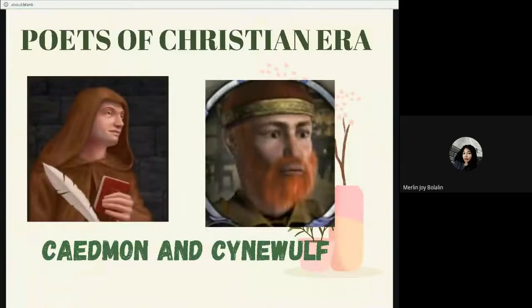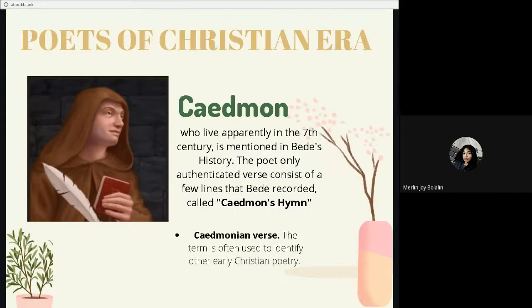Now that we're done with citing some literary works, let's come to the most renowned poets of the Christian era during Old English literature. So we have here Cædmon and Cynewulf. They are the greatest, worthy to mention in this discussion. Cædmon apparently lived in the 7th century and is mentioned in Bede's history. The poet's only authenticated verse consists of the few lines that Bede recorded, called Cædmon's hymn. And then this Cædmonian verse is the term often used to identify other early Christian poetry.